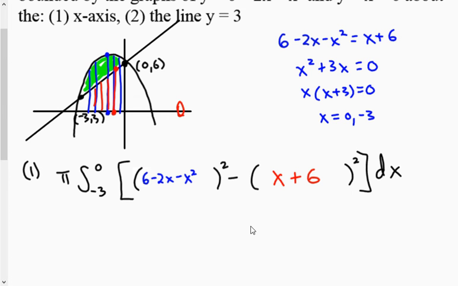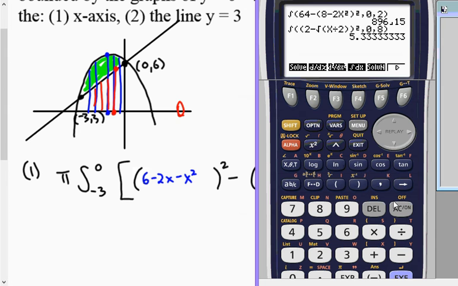Now, I'm going to go ahead and just type this in the calculator to save some time, because this lesson's taken a while. And let's see what we get here. So I'm going to integrate 6 minus 2x minus x squared, and then that whole thing's going to be squared. And I'm going to subtract x plus 6, squared. All right, and then we're going to do it from -3 to 0.